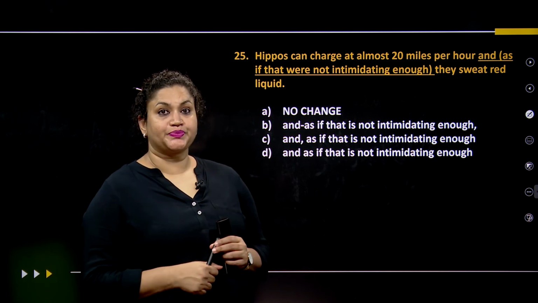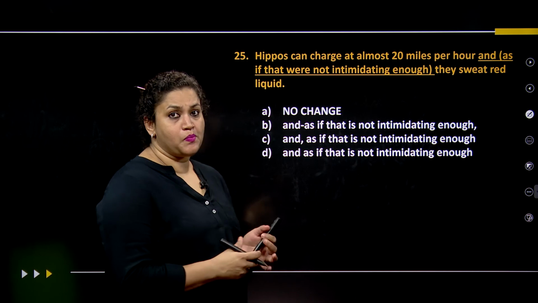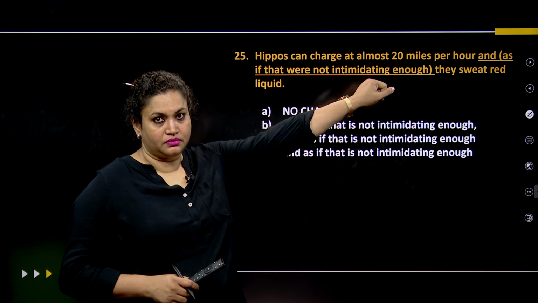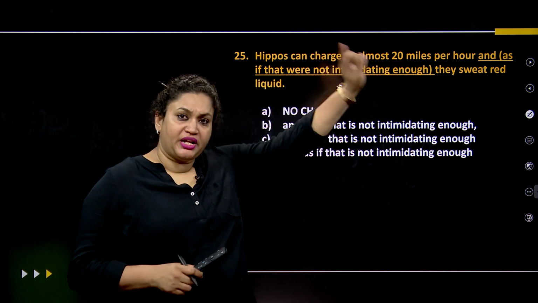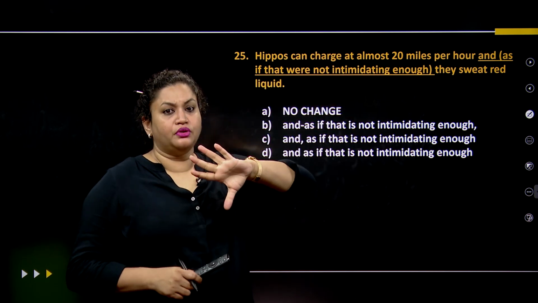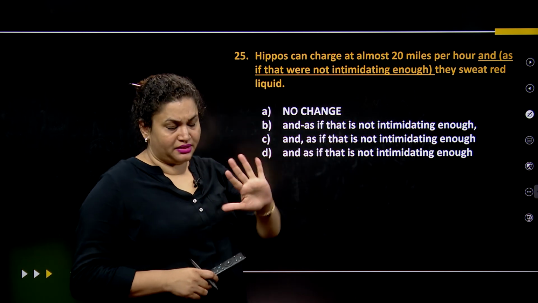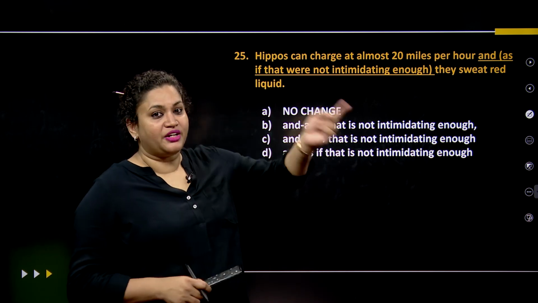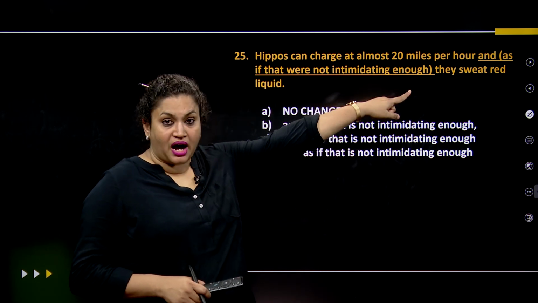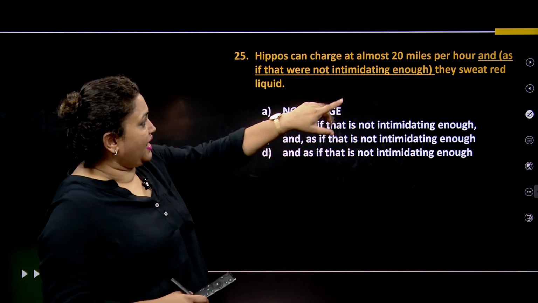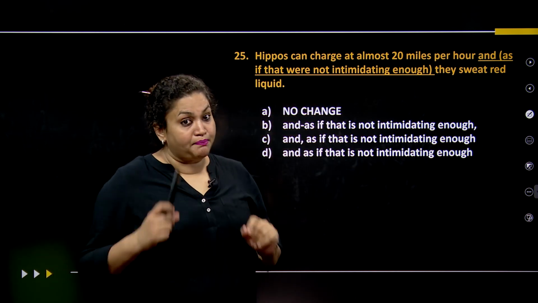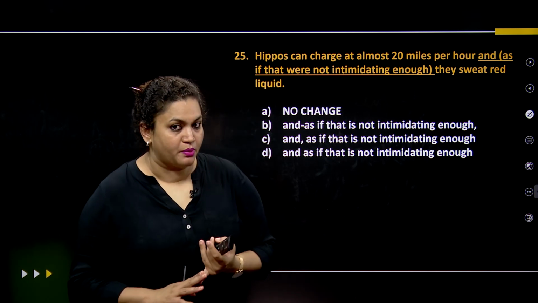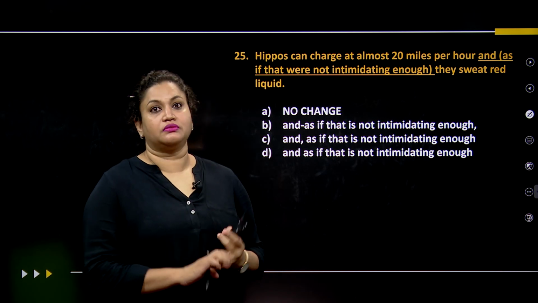Okay, now we have put a conjunction, and, there. You should put a comma before an and if you want to show that there is something different, but you don't have that option in there. Clear? If you had that option, the underline would have started from there. Now, just check whether without this phrase the sentence is complete. Hippos can charge at almost 20 miles per hour and they sweat red liquid.